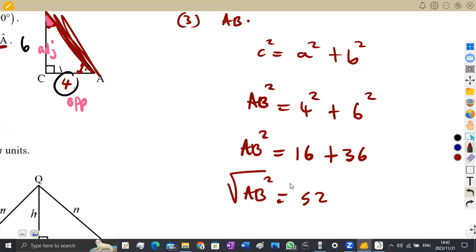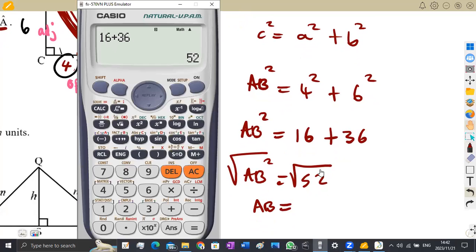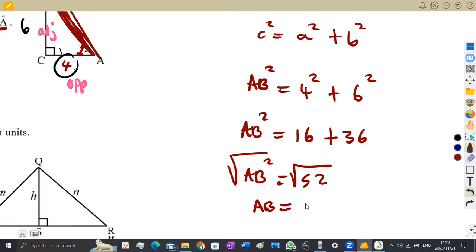Then to find AB, you're going to introduce the square root both sides. So AB is the square root of 52. Or you can simplify, but we've got a calculator, so the square root of 52 gives the answer, which is going to be 7,21 and so on. Or you can just fix to 2 decimal places, press 2, and there's going to be 7,21. All right, so that's 7,21. That is our AB in units.